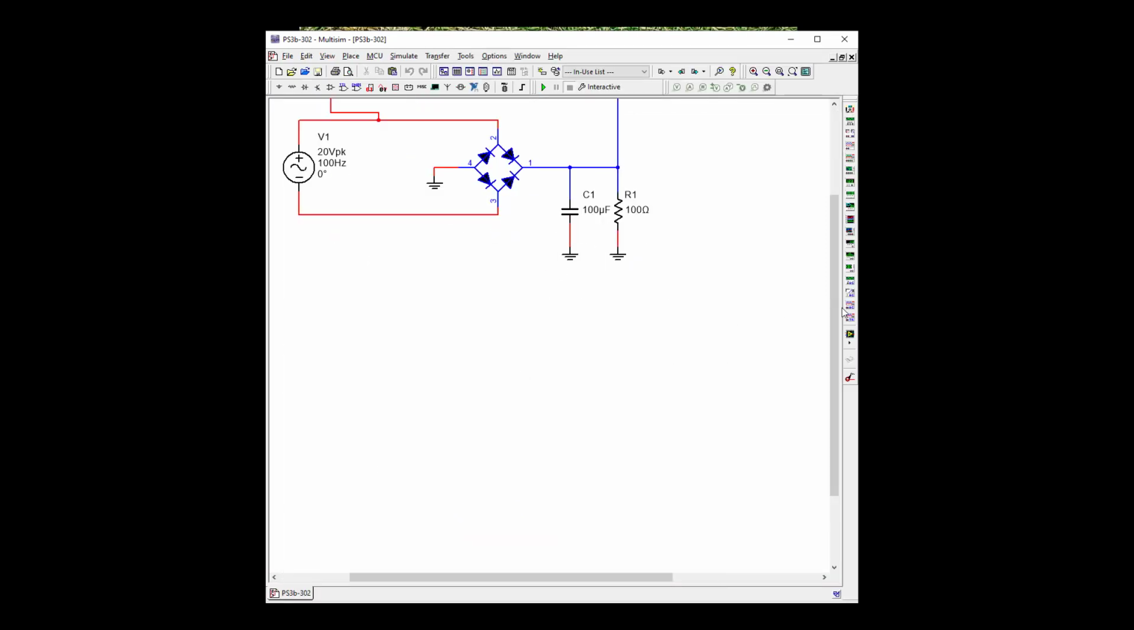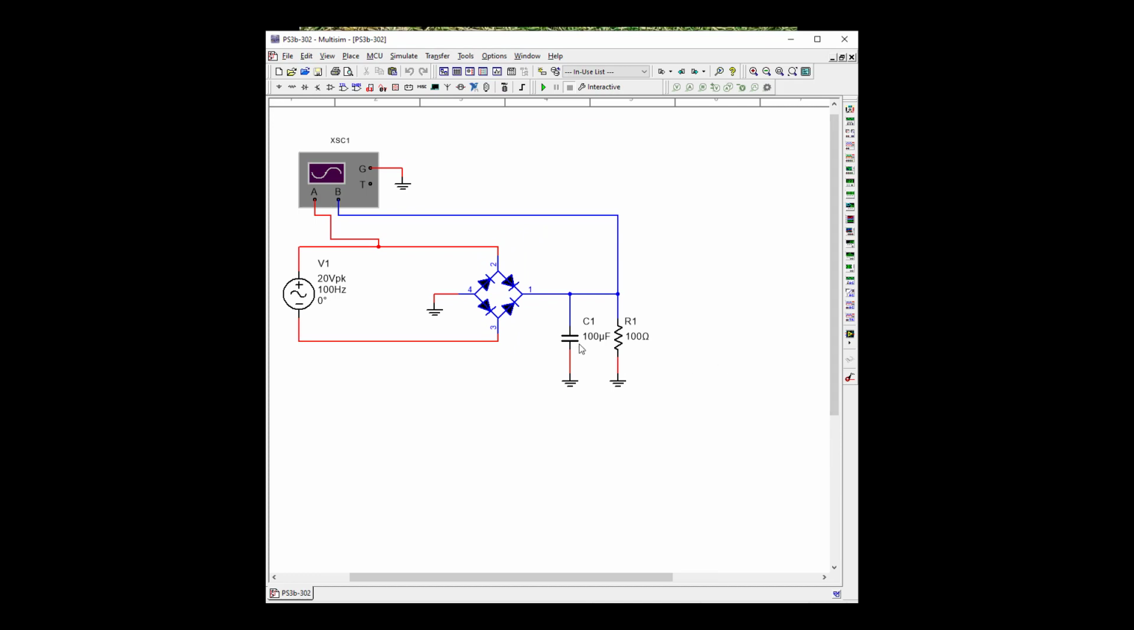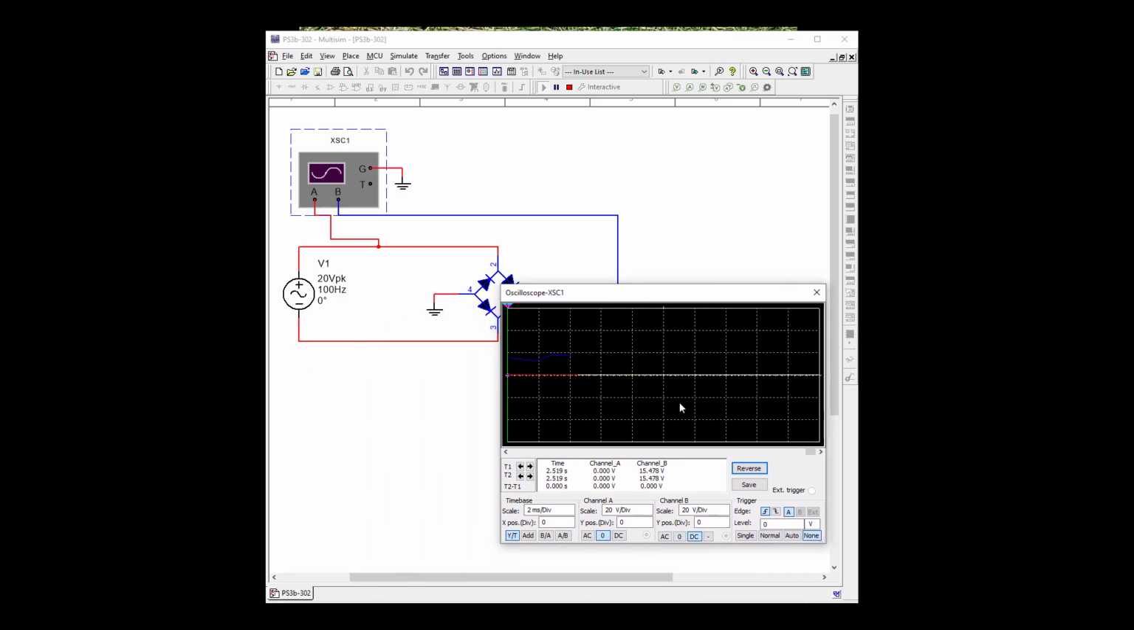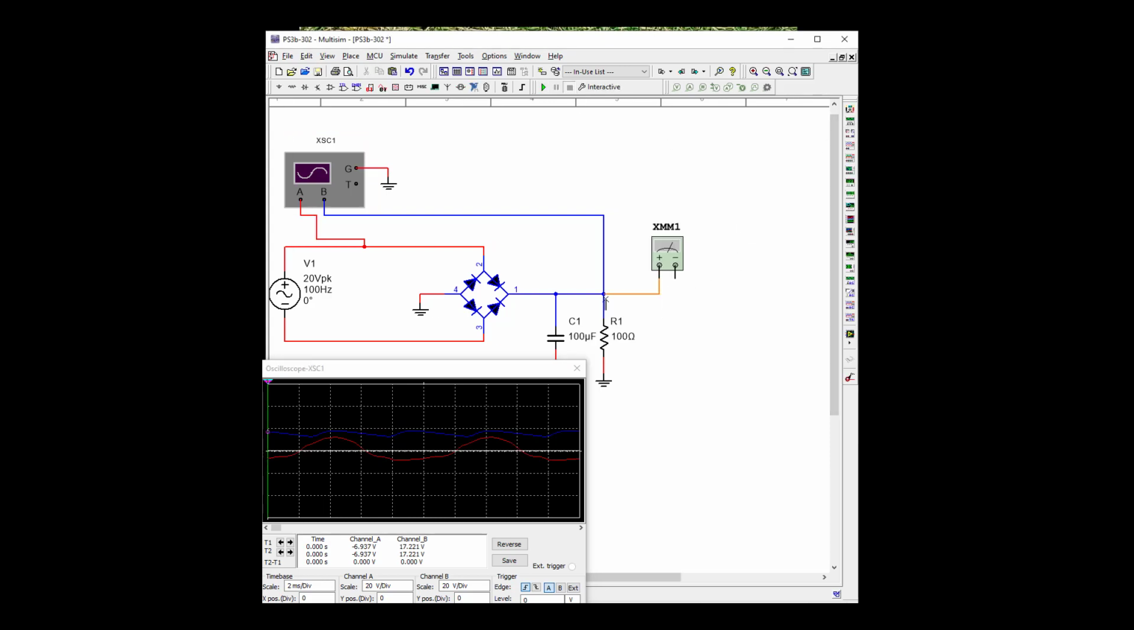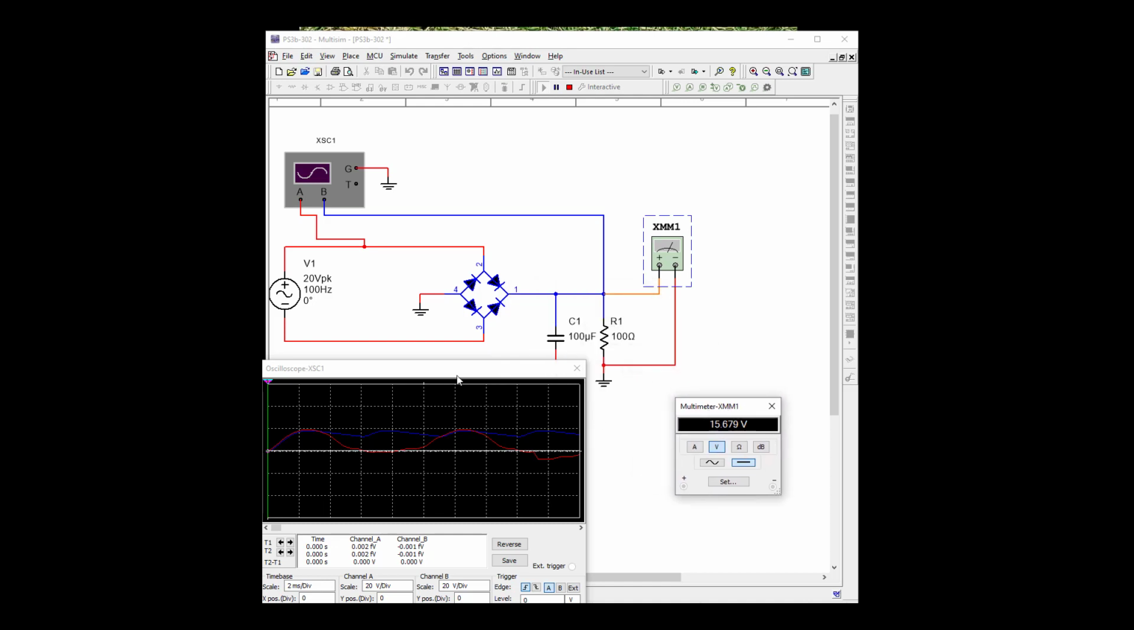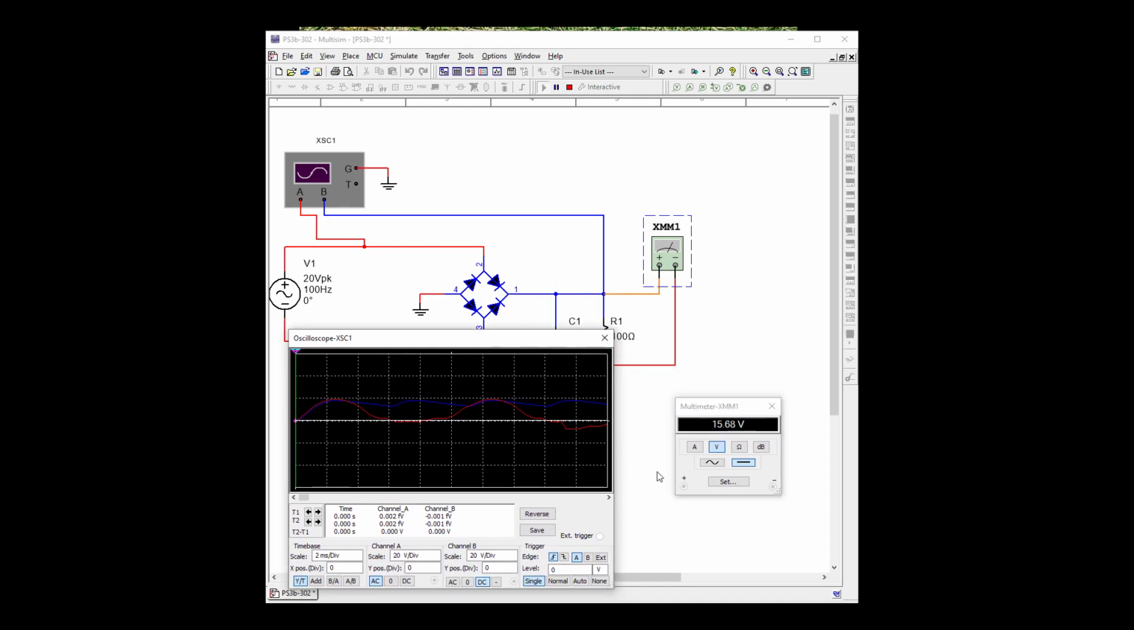And what we have here is a full wave bridge filtered. So let's go ahead and take a look at it. And let's do a single. And you can see here's our ripple. And if we open up our sine wave, we see that we're getting both sides of the sine, positive and negative, on the top, and it's filtered. Let's go ahead and add a meter here and see what kind of voltage we're getting out. And we're getting 15 volts DC out of here.